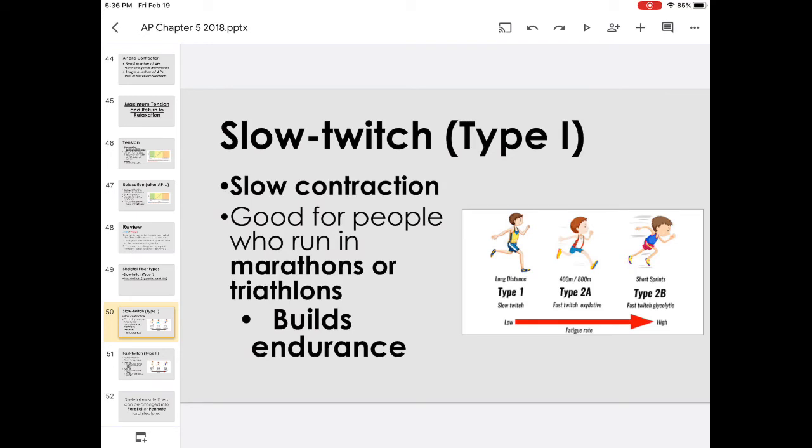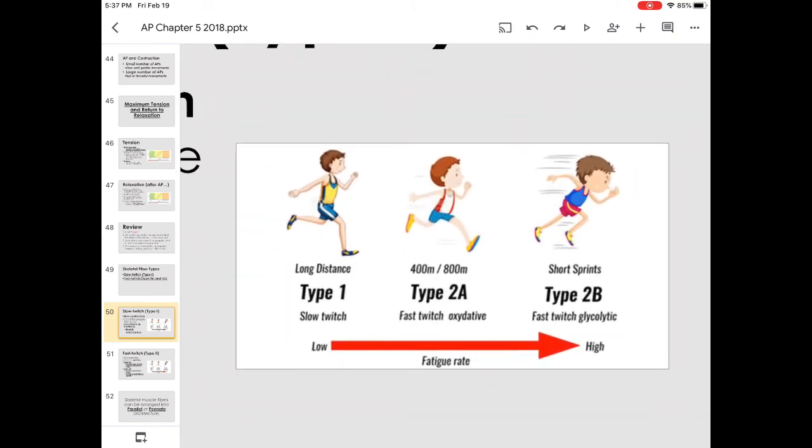So this is what people develop when they're preparing for a marathon, triathlons, or trying to do a long hike or something like that. They want to develop their muscles to not use up all of their energy at once, but rather over a long period of time. They're trying to build endurance, okay?